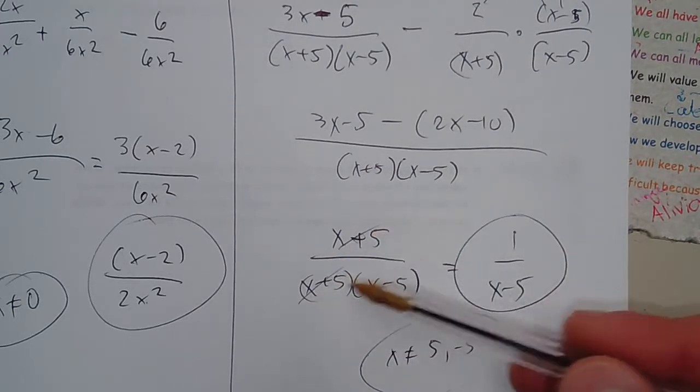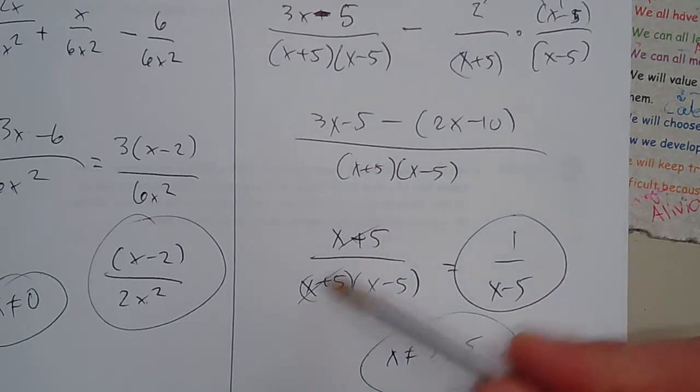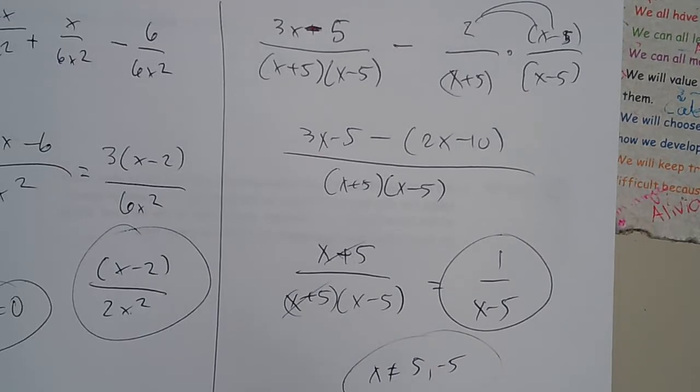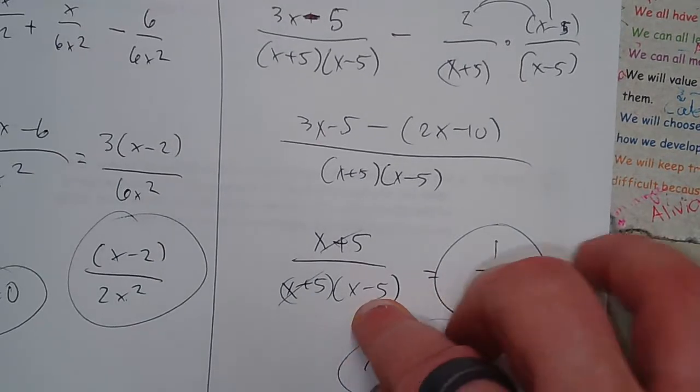Because remember, when things cancel, they're not really canceling. They divide to be 1. So you're left with a 1 over the x minus 5. And so that's a really clean one. I like how that problem works out. Definitely not too bad.